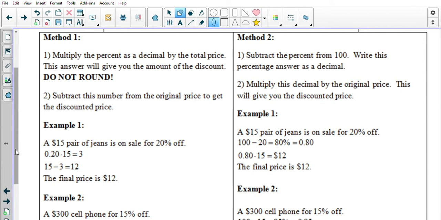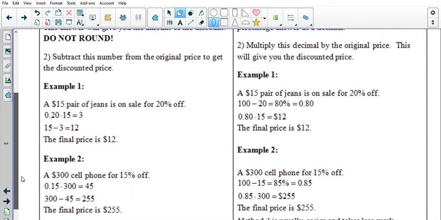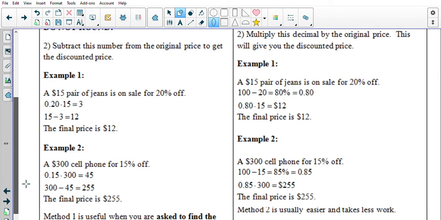For example, if you have a $15 pair of jeans on sale for 20% off, 20% as a decimal is 0.20, multiply by 15 and that's 3. That means that you're going to save $3. Take the original price 15 minus 3 gets you a final price, or a discount price, of $12. The reason why this method is a little bit more challenging is because it takes 2 steps. You'll see when we talk about method 2 that you really only have one step that you need to do.